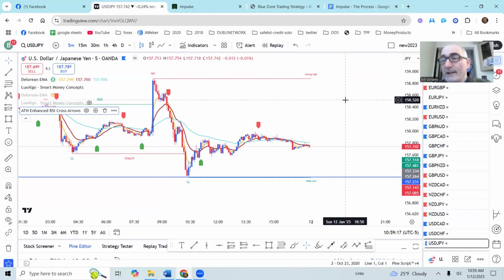And right now we're doing a 100 trade challenge. So everyone in the community started a couple weeks back. I think it was the last week of December when we started. And we're all taking 100 trades using a particular strategy.